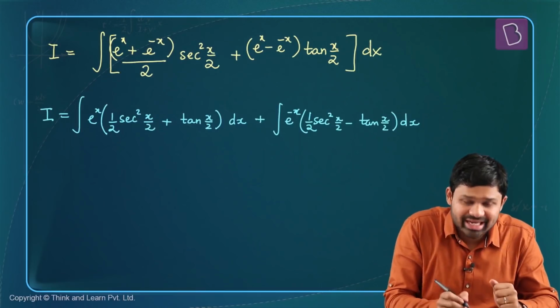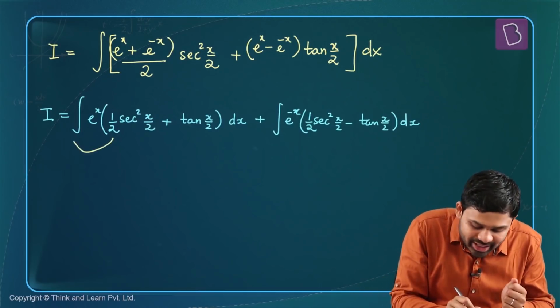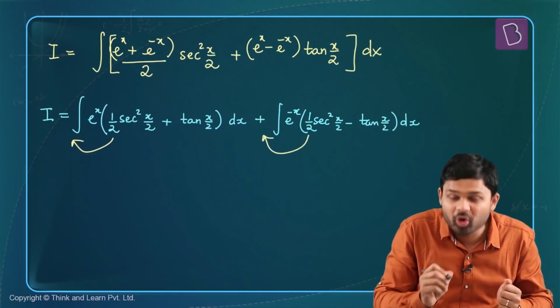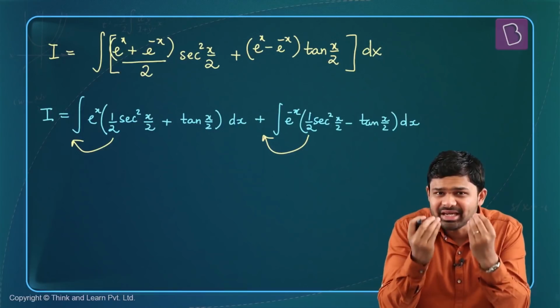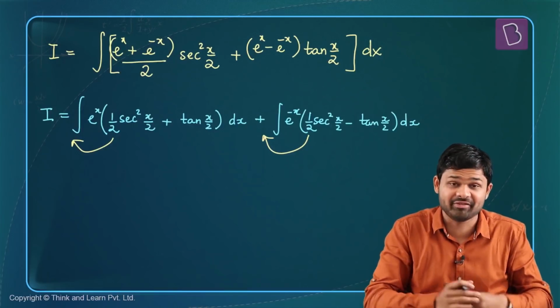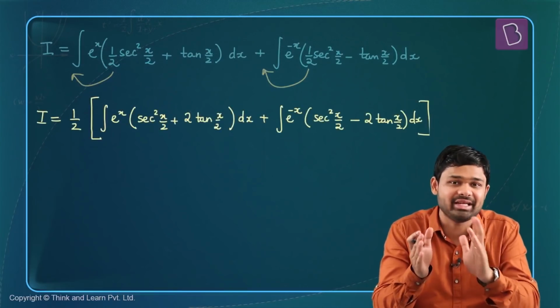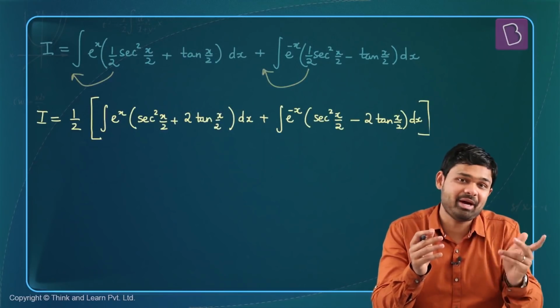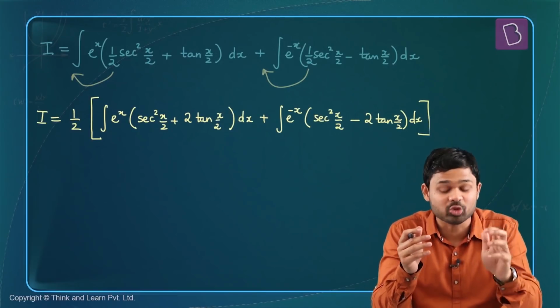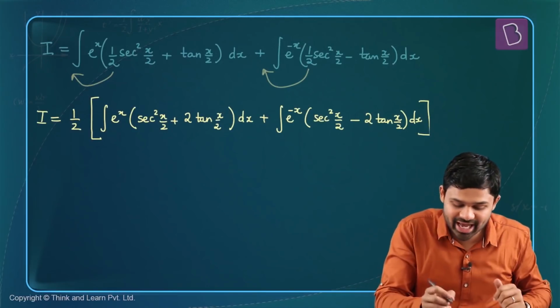So what I will do is I'll take the halves common out from both the integrals, and I will rewrite this in a further way so that I can clearly see function and its derivative. So I can rewrite it as half of the integral of e power x secant square x by 2 plus 2 tan x by 2 dx, plus e power minus x of secant square x by 2 minus 2 tan x by 2 dx.